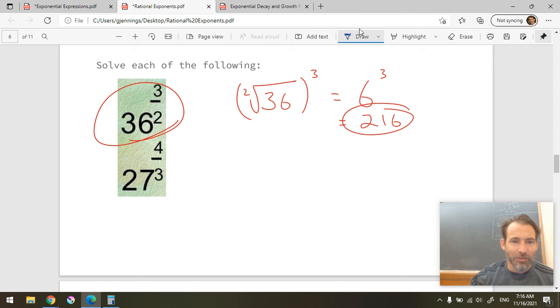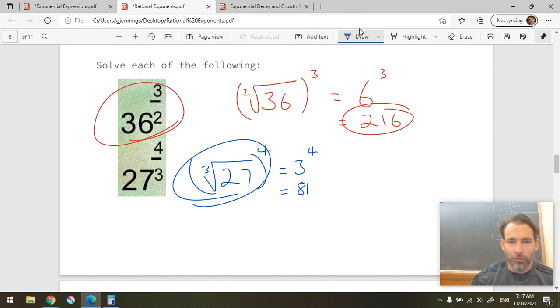And here, 27 to the 4/3. Well, we can write that as the third root of 27, and we're going to raise that to the power 4. I don't do this, but I'm just doing it right now to show you. Then that's equal to, well, the third root of 27 is 3. Some number multiplied by itself 3 times will give you 27. That's 3. Okay, 3 raised to the power 4 is 81. 3 to the 4 equals 81.